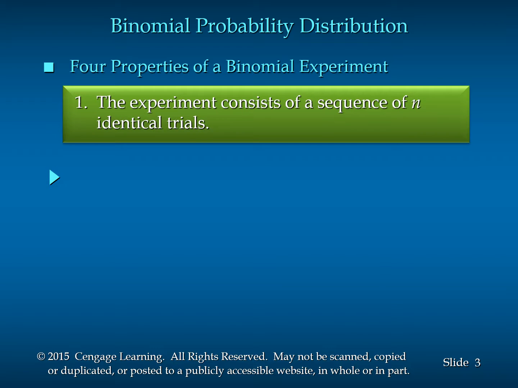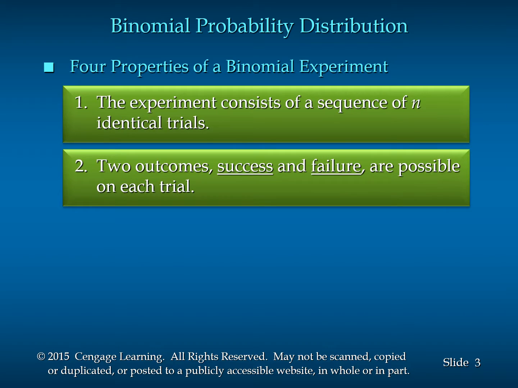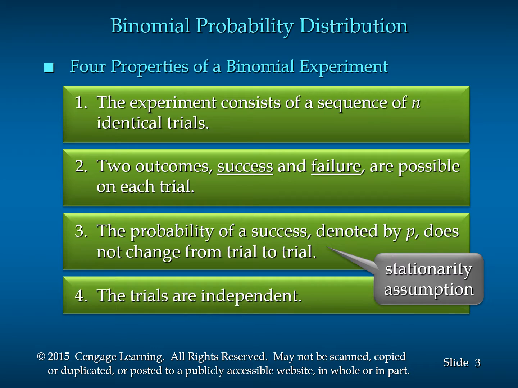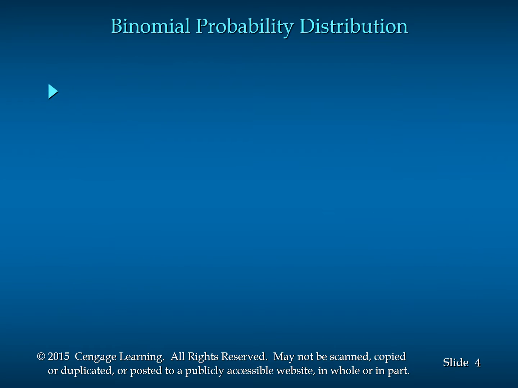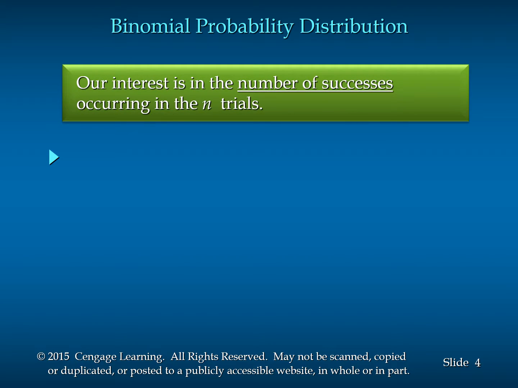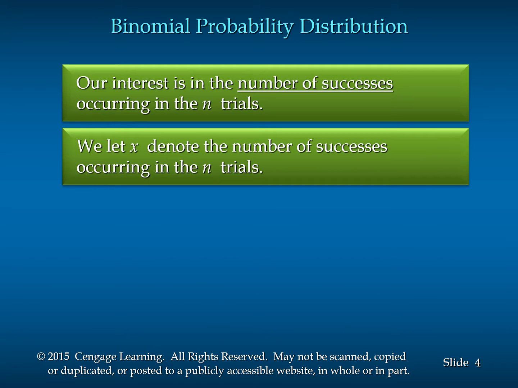In n independent trials, there are only two possible outcomes, and the probability of a success or a failure does not change from trial to trial. And the trials are independent. Our interest is in the number of successes occurring in the n trials. So we will let x denote our variable, the number of successes.